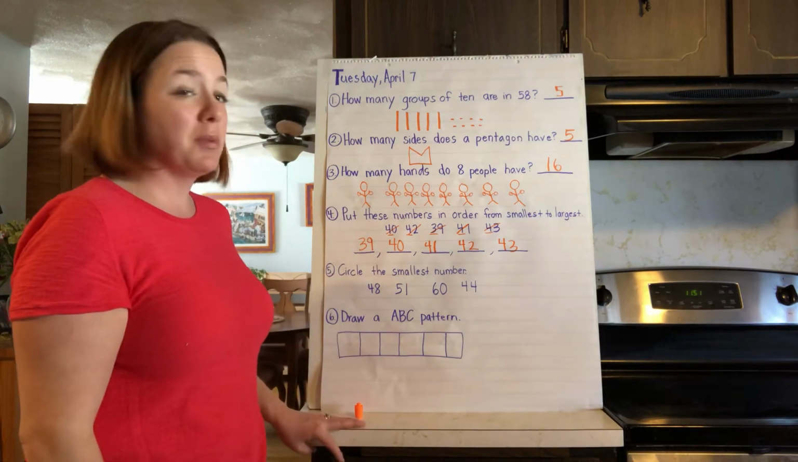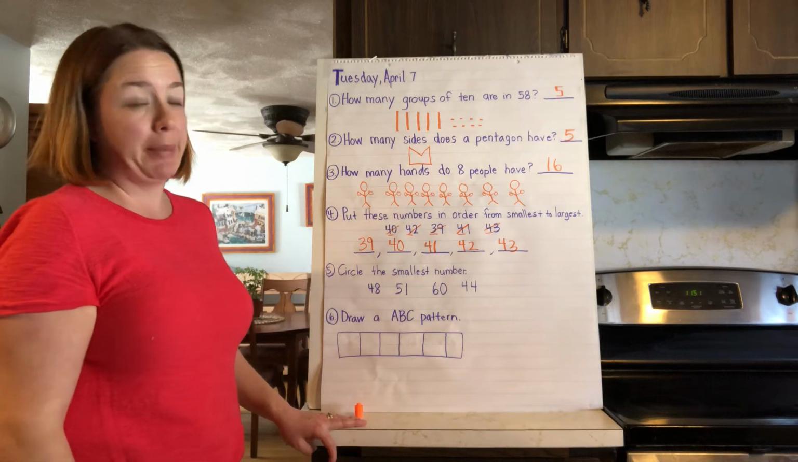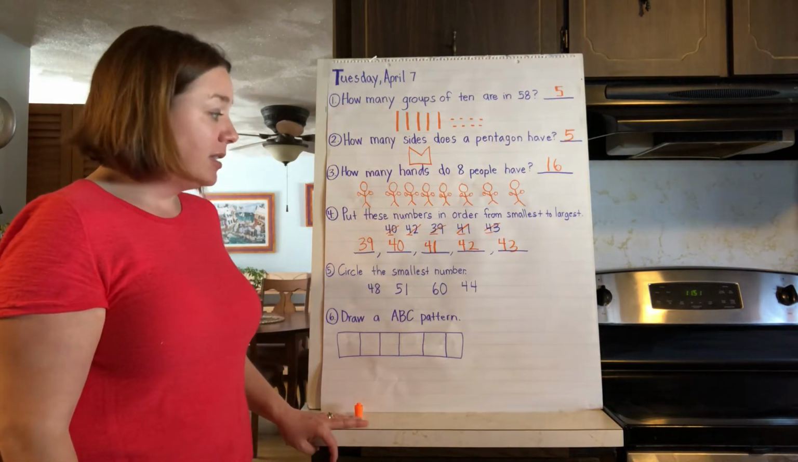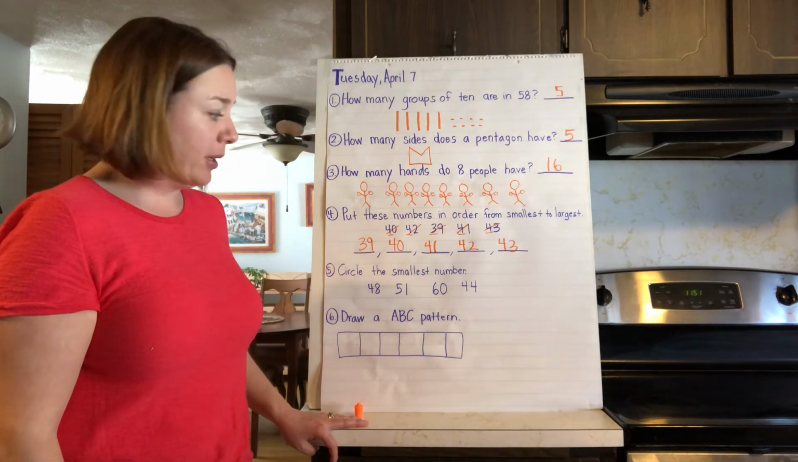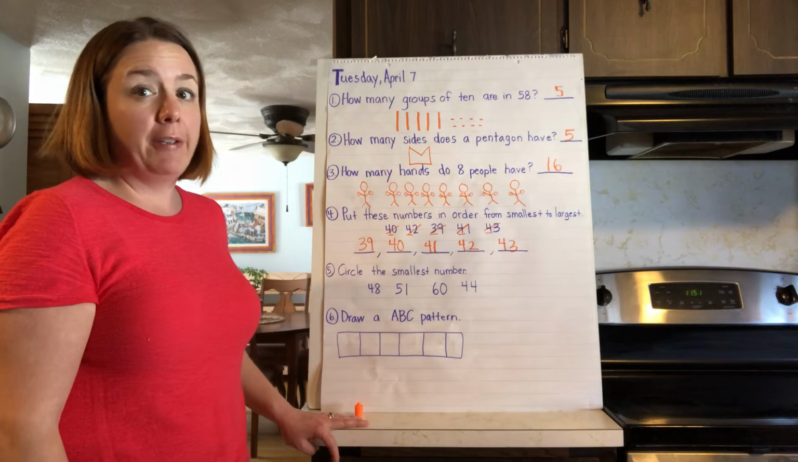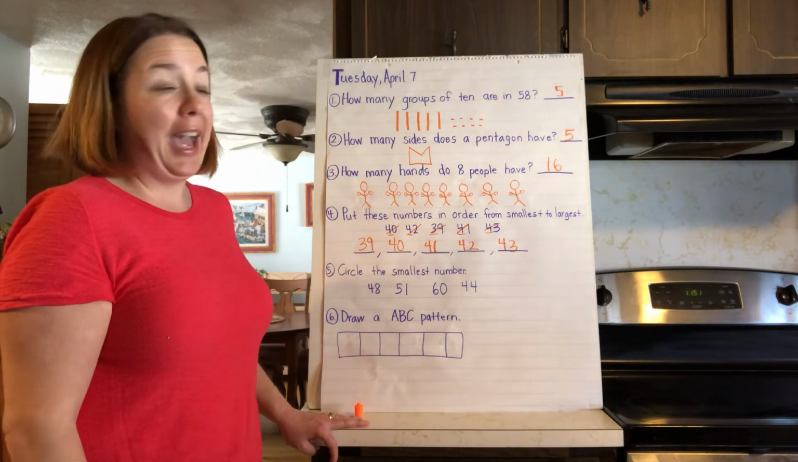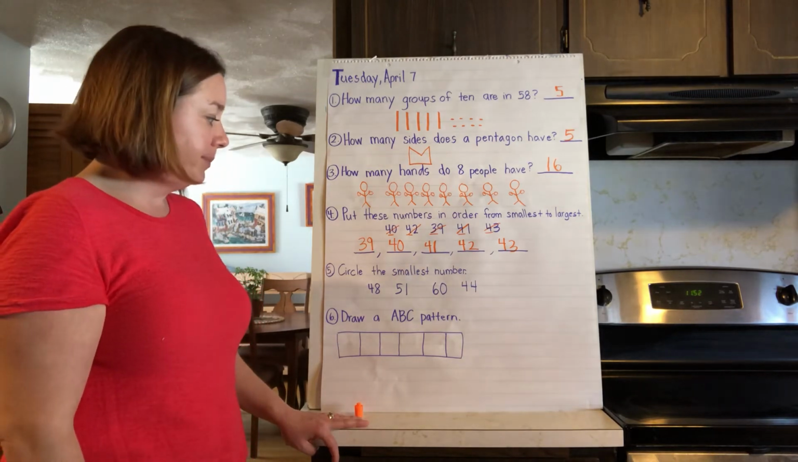Number 6 says circle the smallest number. Listen to the numbers. I want you to write them on your paper. 48, 51, 60, 44. Write those numbers on your paper. 48, 51, 60, and 44. After you write them, I want you to find the smallest number and circle it.